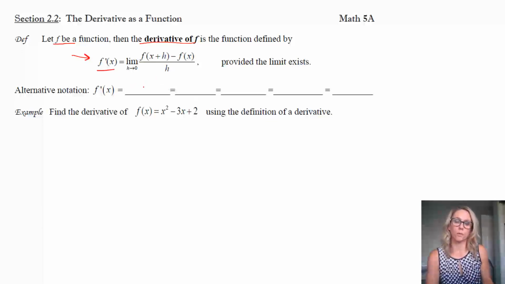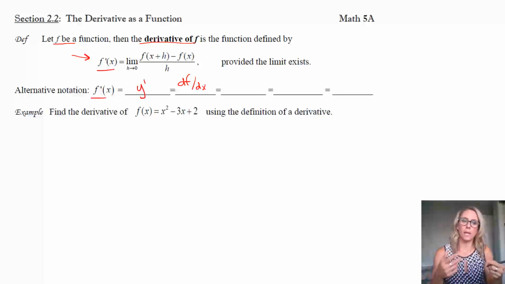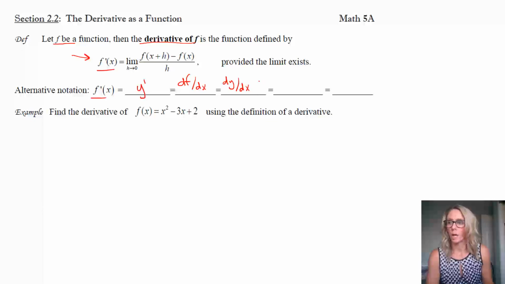Now, there is some alternative notation. So depending on what you're reading and what you're looking at, you might see y prime. So we have f prime of x, you might see y prime. You might see df dx. So that's the idea of taking a derivative. So notice the d there, derivative of f with respect to x. So df dx is usually how that would be said. You might see dy dx. You might see d dx of f of x. And you might see d of f of x.